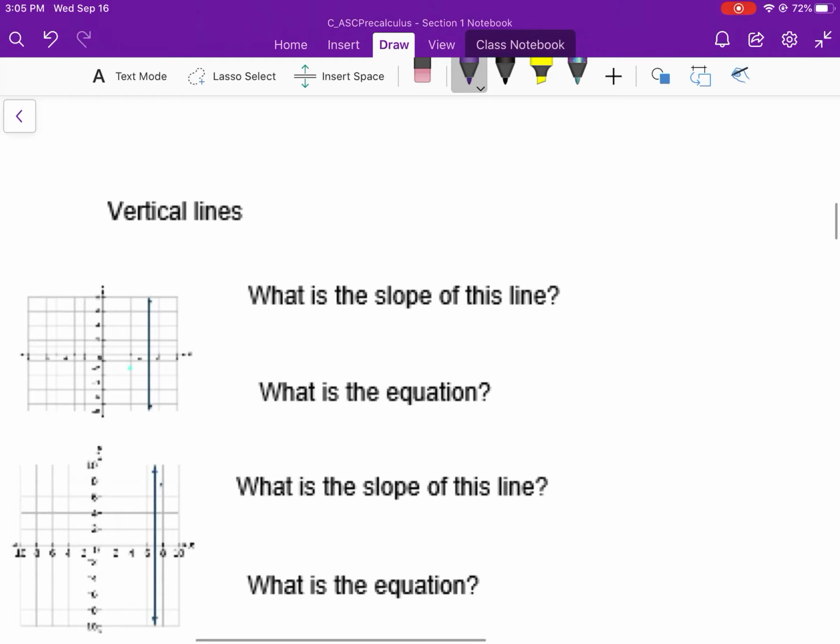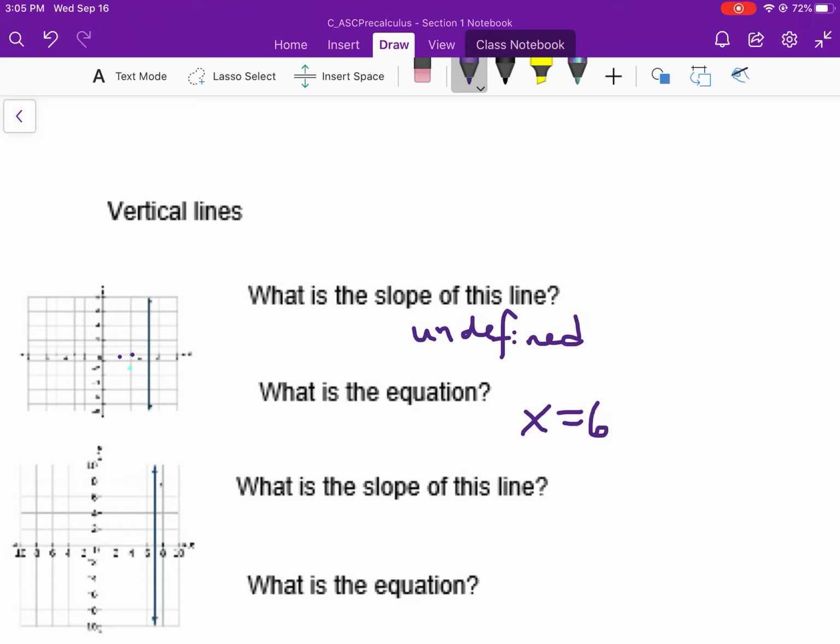Okay, vertical lines. The slope of any vertical line, remember, is undefined. There is no slope. But we usually like to say undefined instead of no, because some people get confused with no and 0. So it's an undefined slope. It's going through the x-axis. So what are we going to call that? 2, 4, 6. So this is x equals 6. I don't know, whatever that number is, which we can't read.